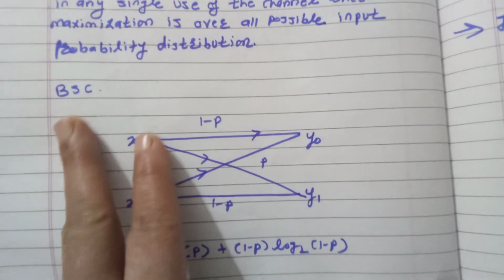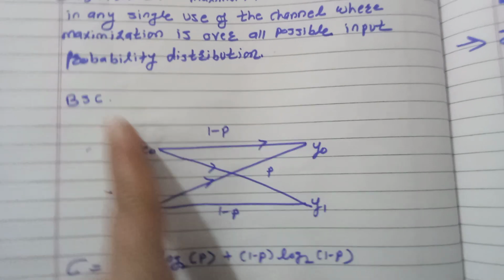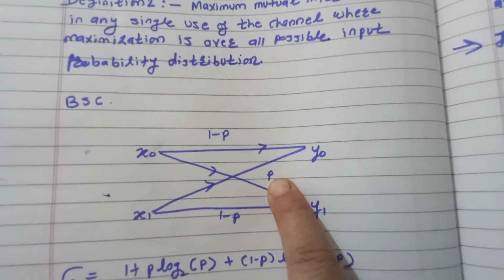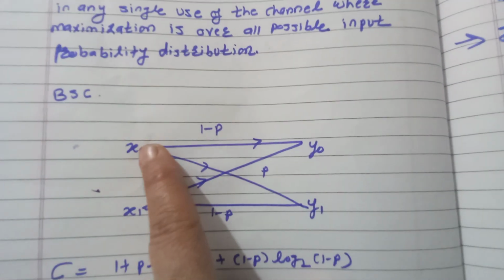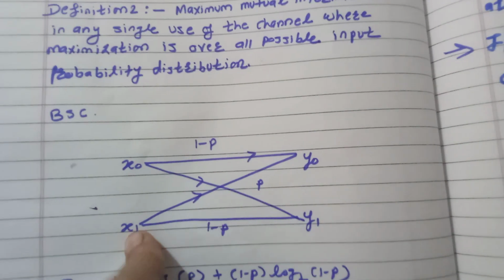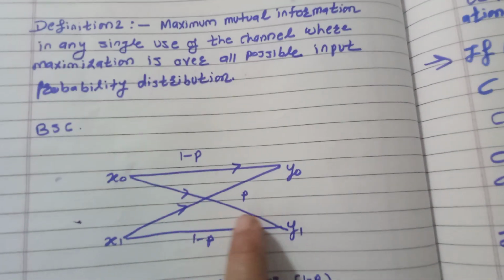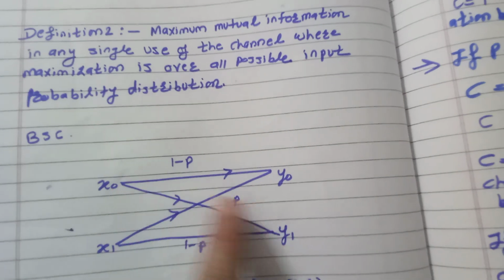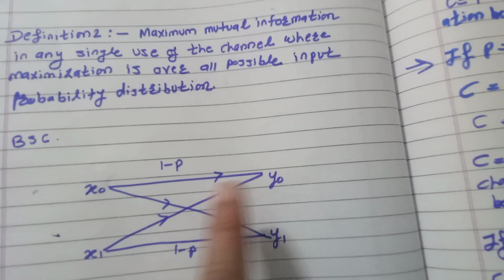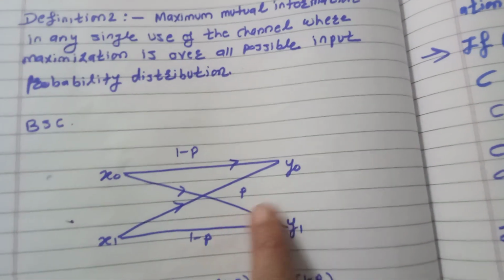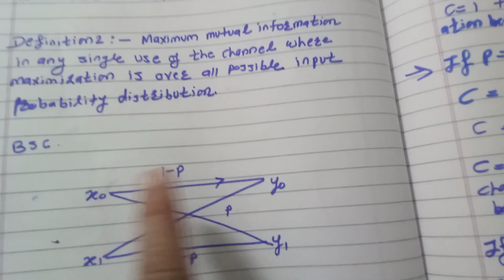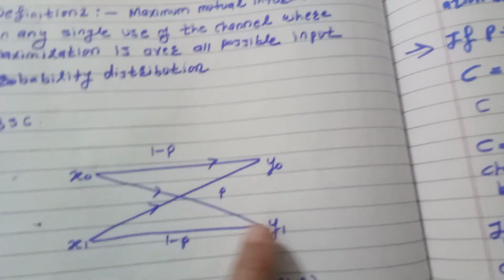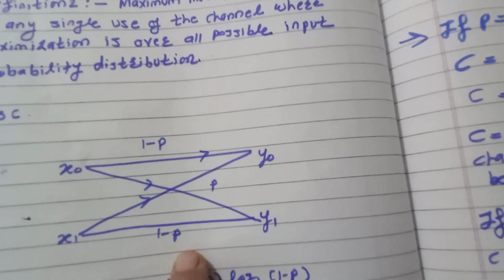So first we will see the binary symmetric channel. So this is binary symmetric channel. These transition probabilities are same, that is P. That's why it is called symmetric. Binary because two inputs 0 and 1. Symmetric because probability of getting y1, that means incorrect reception, when x0 is sent is P, and probability of getting y0 when x1 is transmitted is also P. That's why it is symmetric. And probability of correct reception, probability of y0 given x0 is 1 minus P, and probability of y1 given x1 is also 1 minus P.